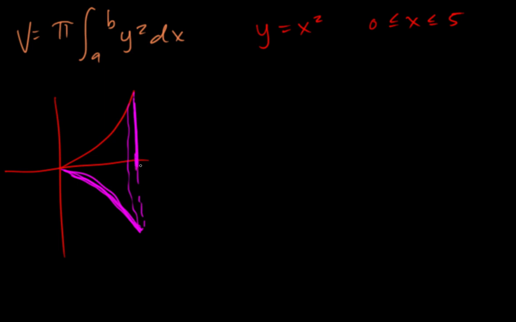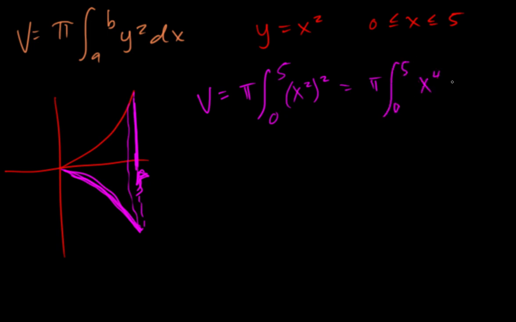This is going to be 5. And so we just literally need to set this up. So V equals pi, and we're going to go from 0 to 5. And then we say x squared squared. Okay, x squared squared is just equal to x to the 4th. And so we take the antiderivative, evaluate from 0 to 5, keeping our pi out here.